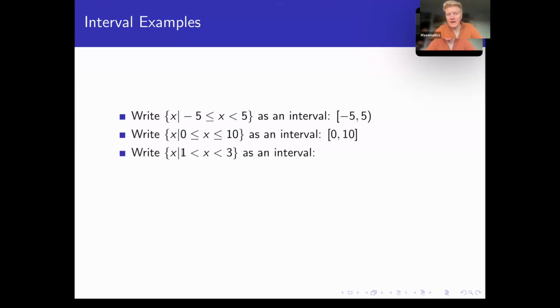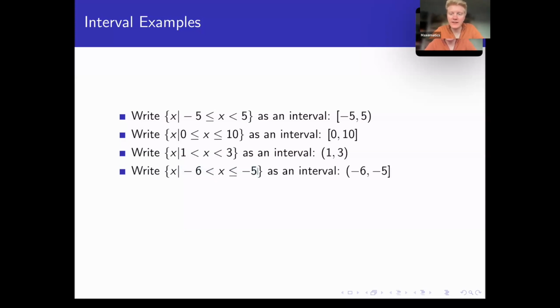Here, we have everything between 1 and 3, but 1 not included, 3 not included, so this would be 1 comma 3. Last but not least, we have -6 to -5. -6 not included, so we're going to use parentheses for -6, but -5 is included, so -6 comma -5 with brackets.